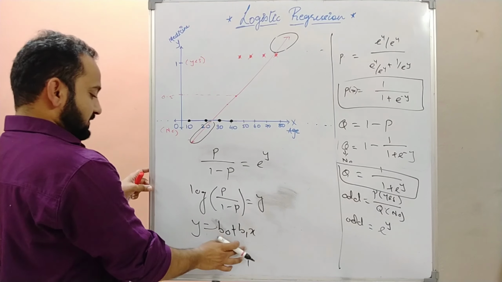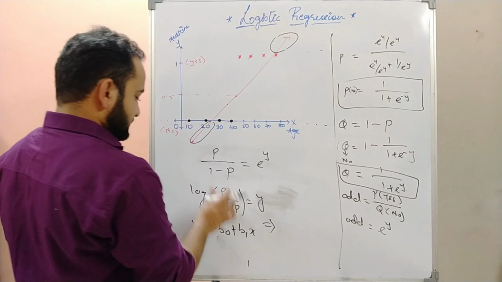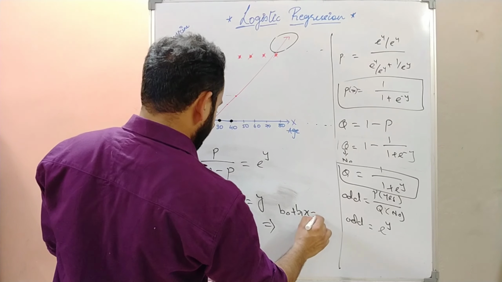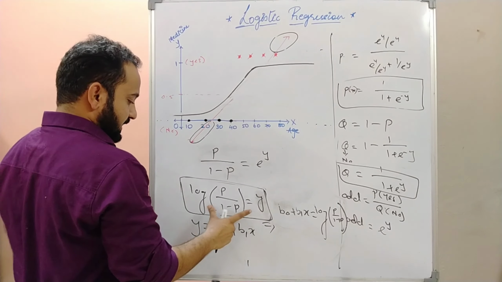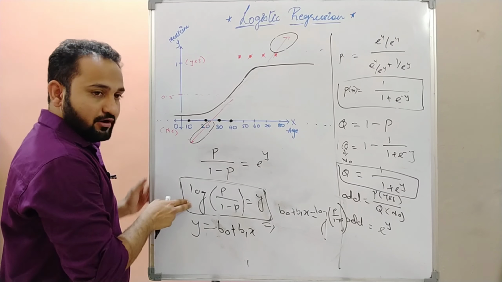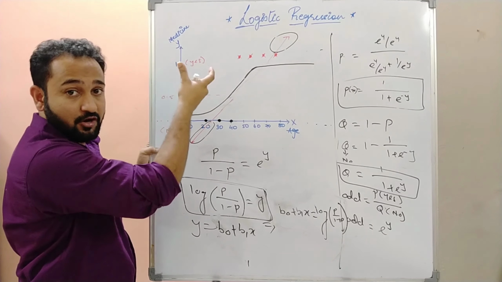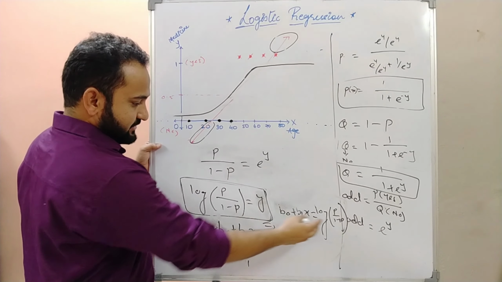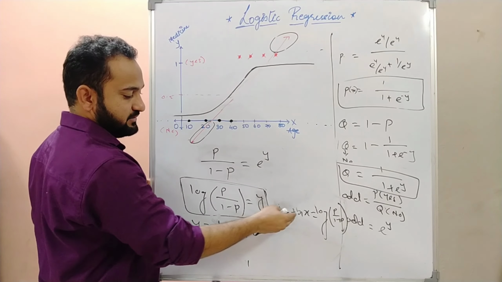Fine. So if you substitute the value of y into this equation, we can simply say, because of these two equations, b0 plus b1 x equals log of p upon 1 minus p. So this equation is called the logit function. Fine. We are using the logarithmic form of it, so that's why it is called the logit function also, right? And that's why we have that name logistic. Getting it? So log of p upon 1 minus p is basically the equation of line, b0 plus b1x.